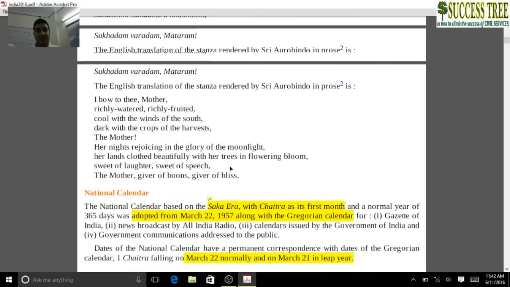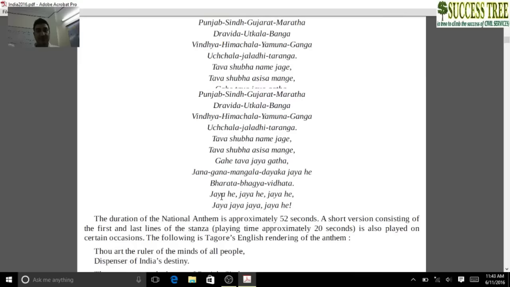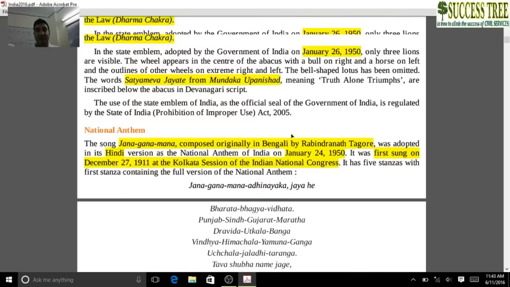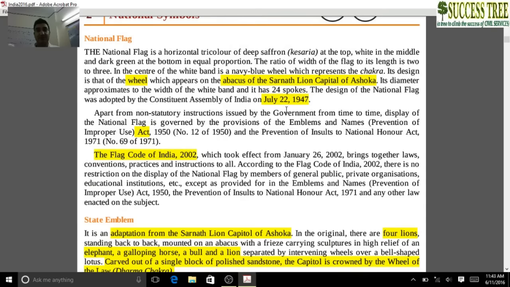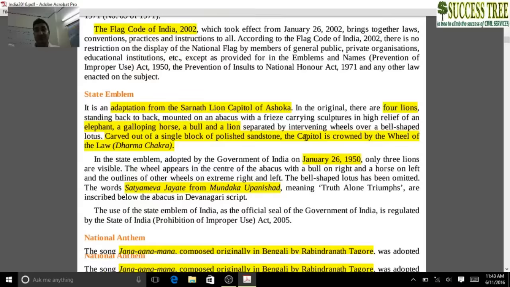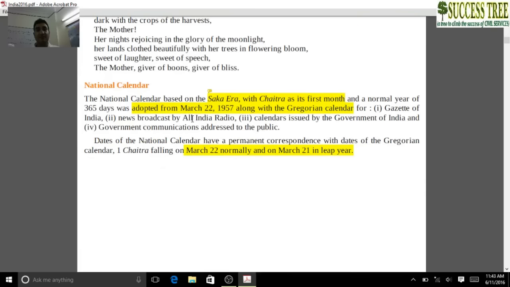If you compare these: calendar 57, national song first sung in 1896, national anthem first sung 1911, adopted in 1950, and state emblem 26 January 1950. And the national flag was adopted by the Constituent Assembly on July 22nd, 1947. So what do you find? This national calendar is the one that was adopted after all these, in 1957.